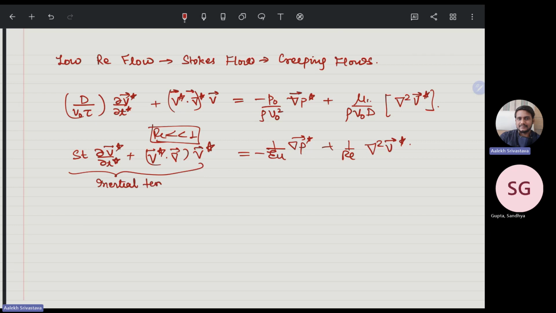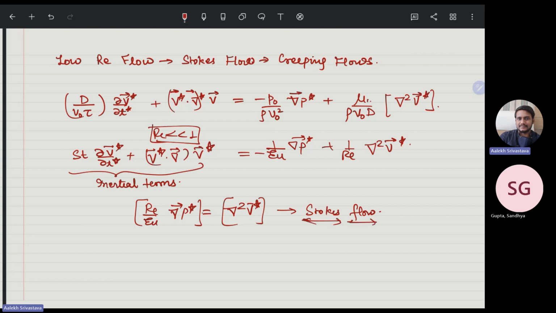we can drop this inertial term, and we can say that Re by Euler times gradient of P is equal to this viscous term. So here the pressure term is significant relative to the viscous term. This is what is called Stokesian flow or Stokes flow, and it is for low Reynolds number flow.